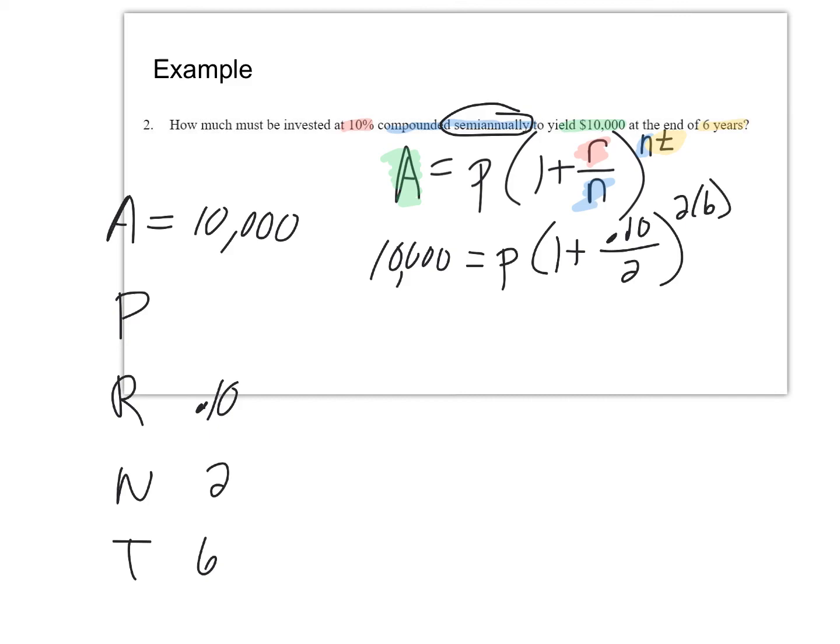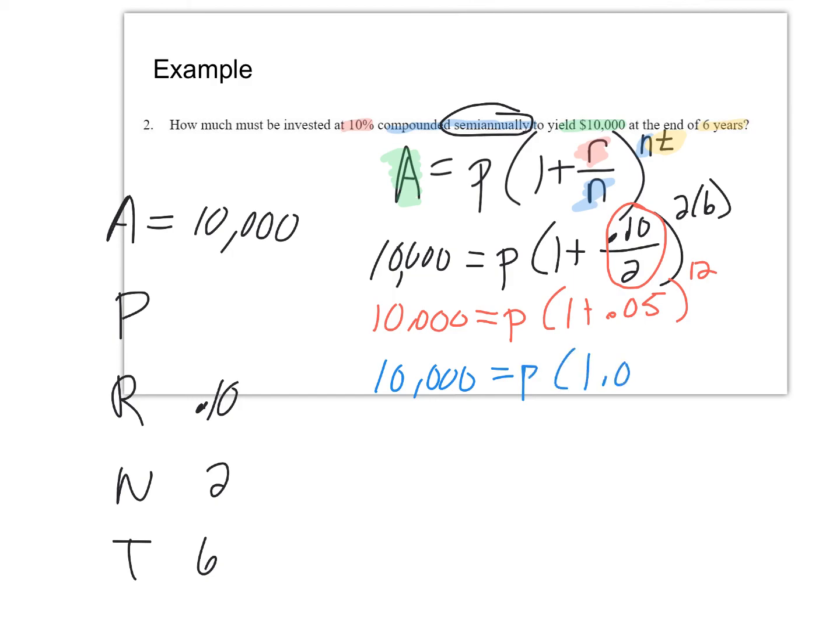All right, so now we're going to do the math inside the parentheses. So 10,000 equals P times (1 plus, now 0.10 divided by 2 is 0.05) raised to the 12th. So 10,000 equals P times 1.05 raised to the 12th. Okay, now I still can do this math right here, so I'm going to do that.